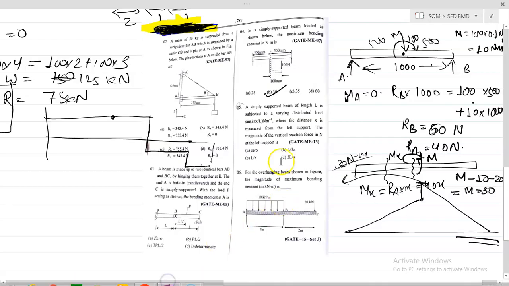So this is the question for this. A simply supported beam of length L is subjected to a varying distributed load, where x is the distance from the left support. The magnitude of the vertical reaction at the left support is? First of all, the load is given as a sine of some function. So it is like this.